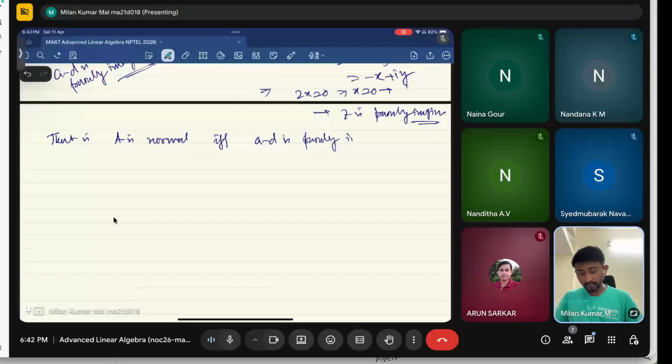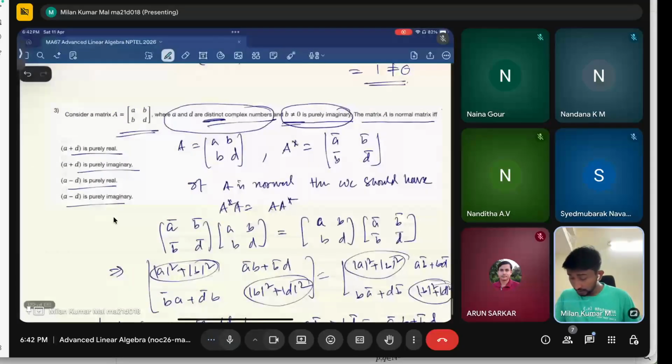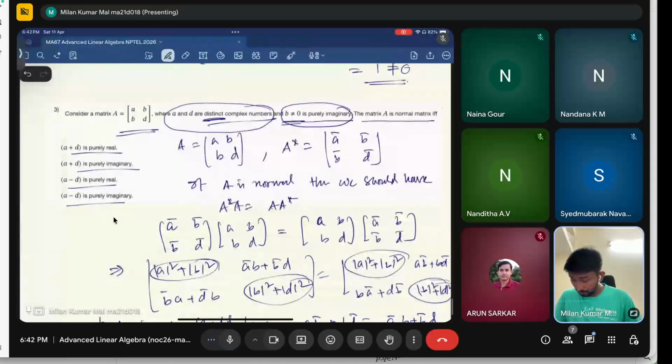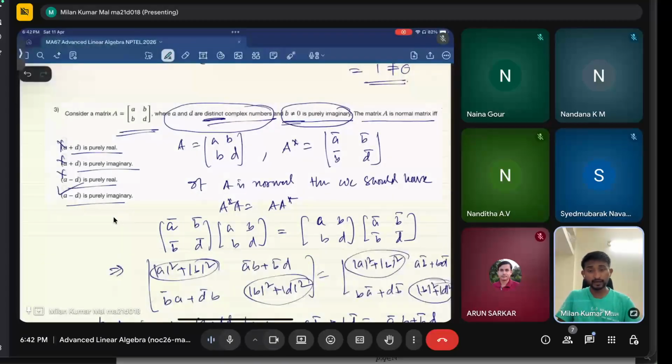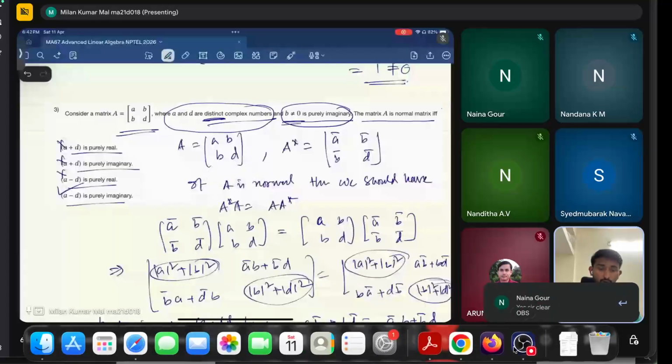This last option is correct, so all other options have to be incorrect automatically. Okay. So is it clear? This is very simple. I believe this is very simple, but every point given here, like A and D are distinct real numbers, and B not equal to 0, purely imaginary, every fact has been used here.